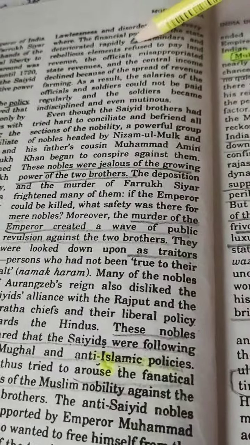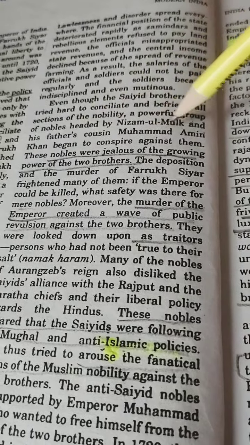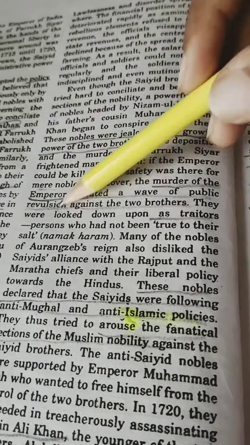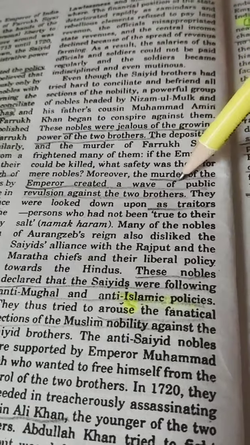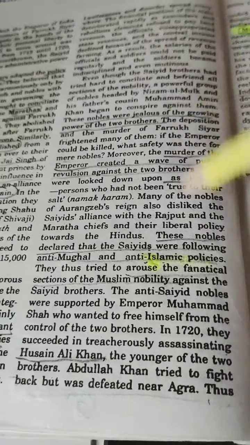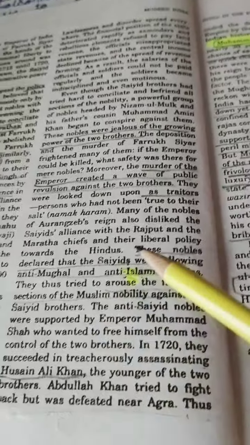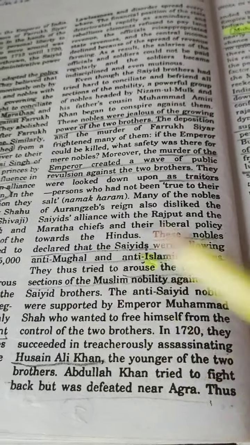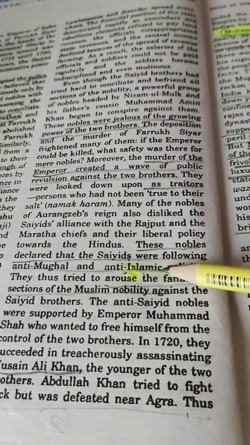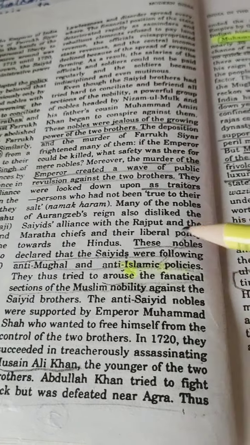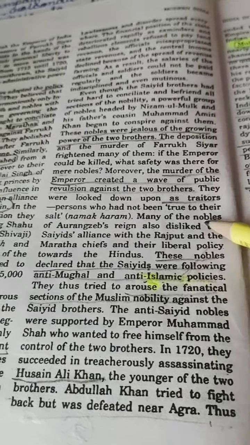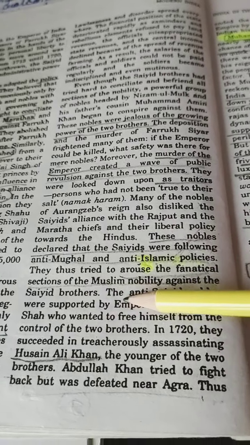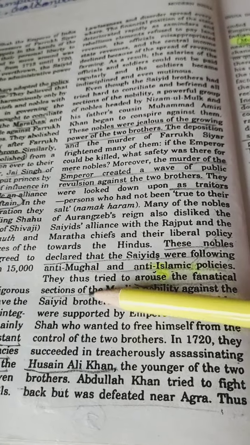So this was about the Sayyid brothers. Nobles were jealous of the growing power of the two brothers. Murder of the emperor created a wave of public revulsion against the two brothers. They were looked down upon as traitors, and these nobles declared that the Sayyids were following anti-Mughal and anti-Islamic policies. So you see the religion issues, public revolt and everything, that was even then and even today. They thus tried to arouse the fanatical sections of the Muslim nobility against the Sayyid brothers.